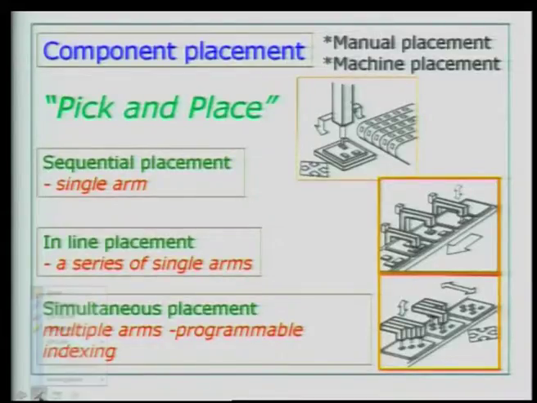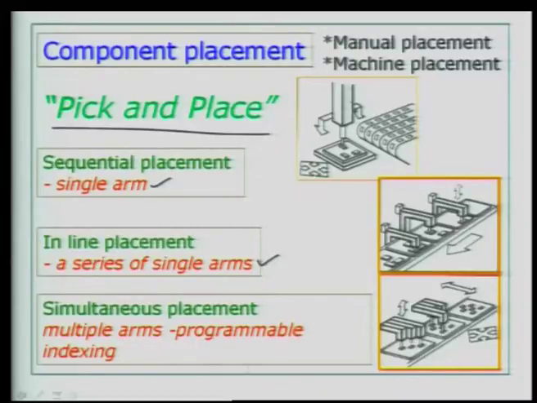So, component placement becomes a very important issue. You can have manual placement or machine placement, and typically we describe this process as a pick and place process. You have various equipments, you have lab equipments, and you have industry large scale equipments. So, you can have a sequential placement where a single arm is used, inline placement where you have a series of single arms to increase the production, and you can also have simultaneous placement where you can have multiple arms, and it depends on the programmable indexing.